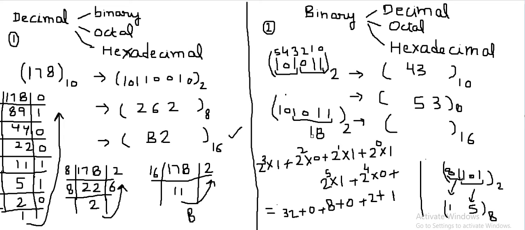You know why I have written B here, because 1011 in decimal comes out as 11, and in hexadecimal we represent 10 as A, 11 as B, 12 as C, 13 as D, 14 as E, and 15 as F. That's why I have written B here. And here we have only 2 bits, but we have to make a group of 4 bits. So we have to insert 2 zeros here.